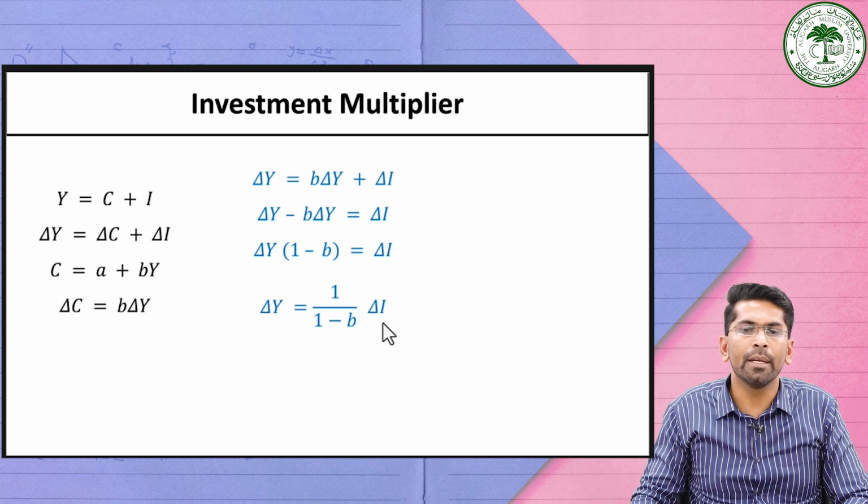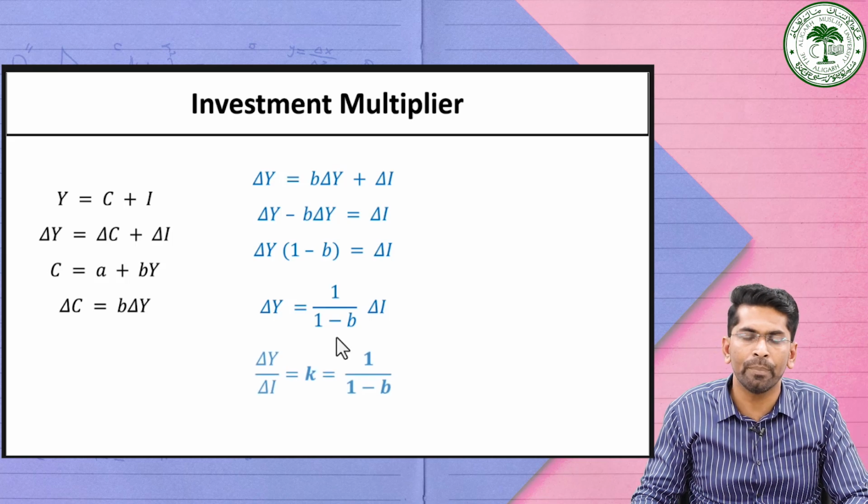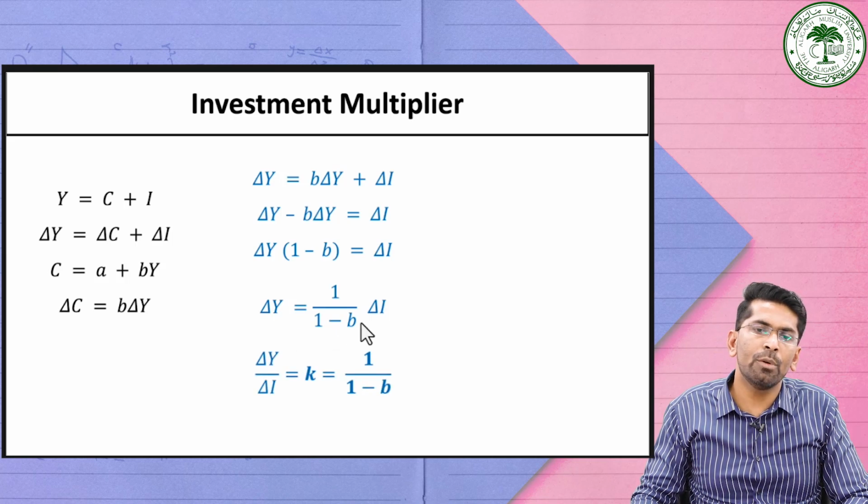See here what it is showing. See here, the change in income due to a change in investment, with a multiplier effect. So 1 by 1 minus b is nothing but the multiplier. Delta I, from the right-hand side of the equation, goes to the denominator side. So it will be delta Y divided by delta I.